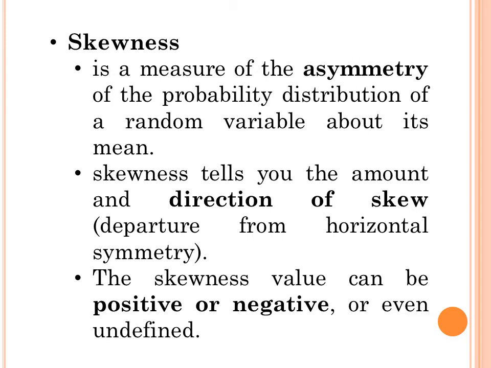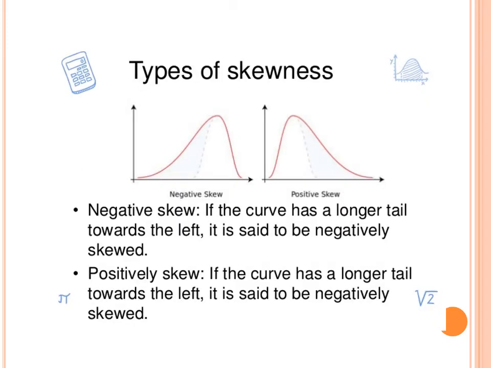The skewness value can be positive or negative or even undefined. Alright, so skewness can be positive or negative, or something that cannot be defined, because sometimes it looks like a group of mountains. Or sometimes it's a very, very big mountain or a volcano. I will show you on our next slide how it looks like. Like what I've mentioned, skewness can be either positive or negative or undefined, but the most common types of skewness are negative skew and positive skew.